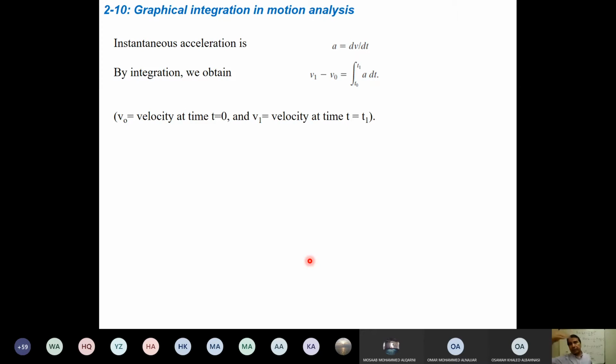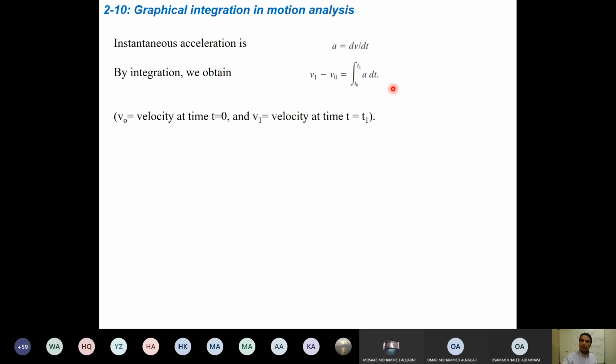The graphical integration in motion. I told you that the situation which we have discussed so far was strictly speaking for constant acceleration. Whenever we have a situation in which the acceleration changes from one point to another, it will be considered variable acceleration. What we need to do in that case is integrate, and probably you are not familiar with the integration method, but if you have a derivative, you take the integration of both sides with respect to t. This is the shape of the equation that you are getting.